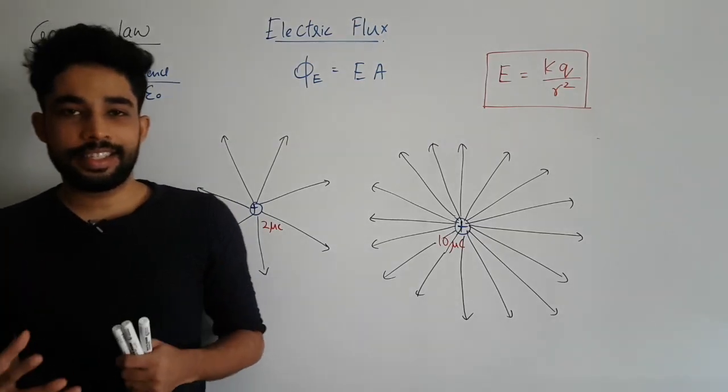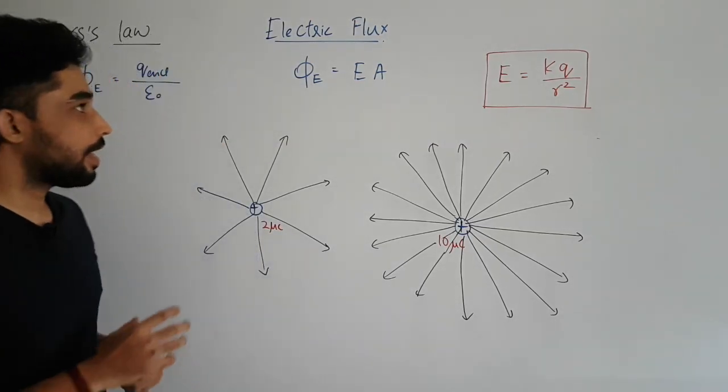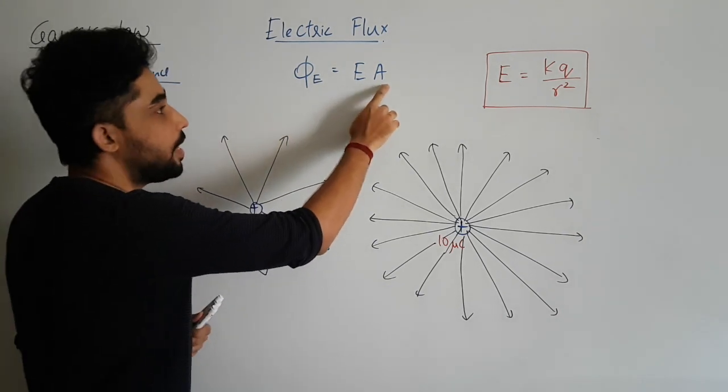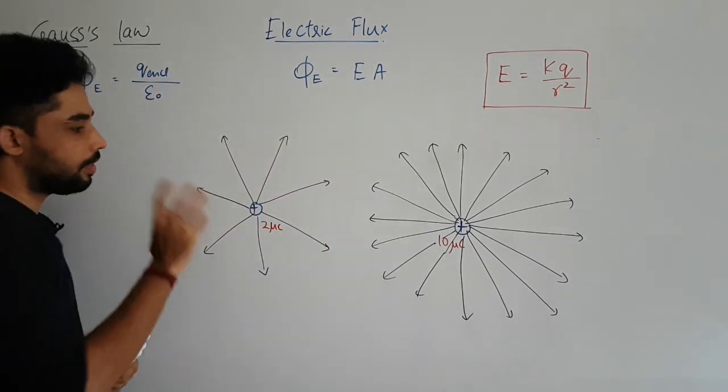Now that you have an understanding of the flux, let's try to decode its equation. So electric flux, as you know, is given as electric field times area. Okay, so consider two cases.